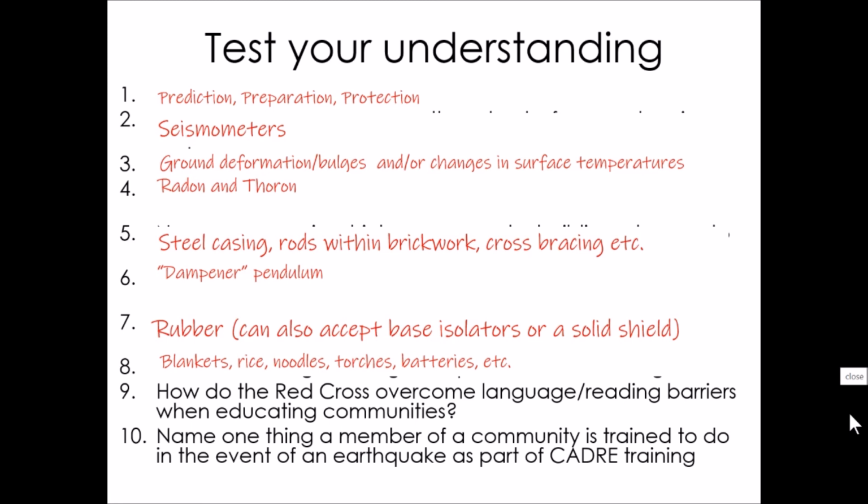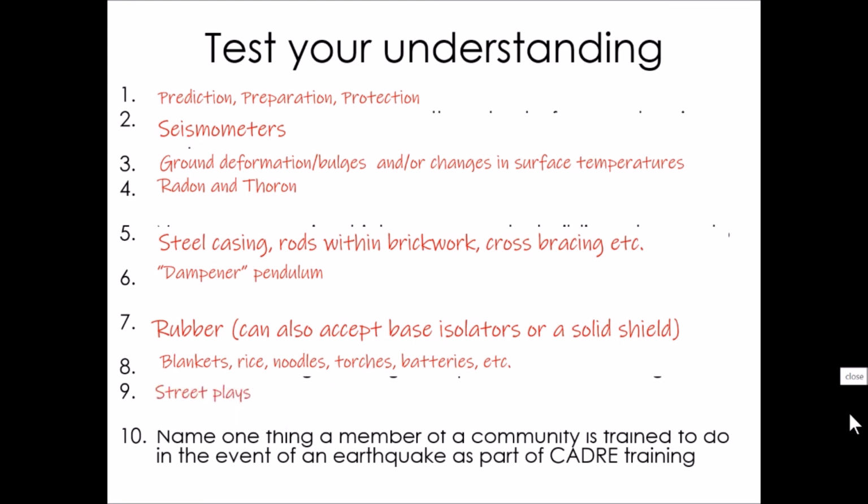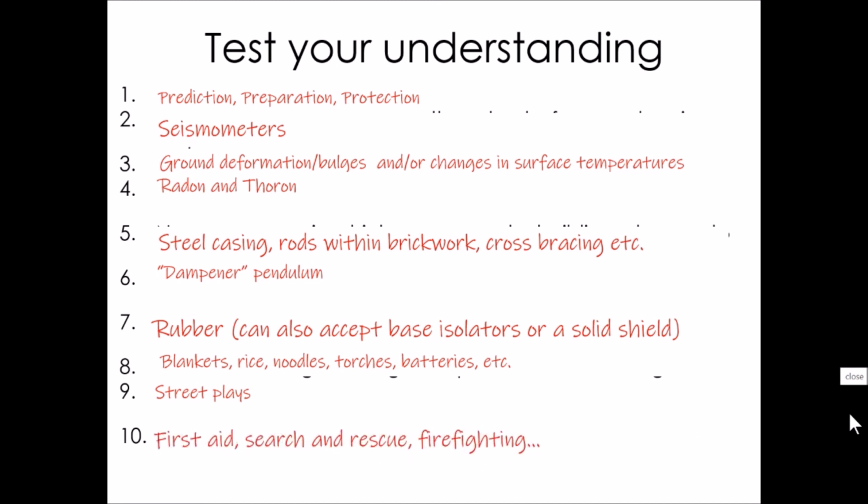Question number 9, how do the Red Cross overcome language and reading barriers when educating communities? And of course, that's then putting on those street plays. And the last thing is name one thing a member of a community is trained to do in the event of an earthquake as part of the cadre training. So with that, the main things we spoke about were first aid, search and rescue, and firefighting. So hopefully just running through that quiz will give you a little bit of a pointer as to what you remembered, what you need to go back and reflect on.